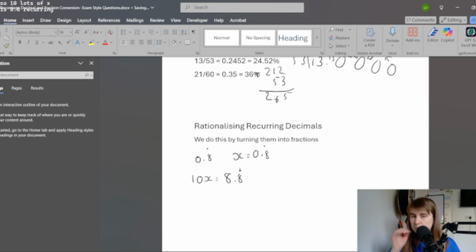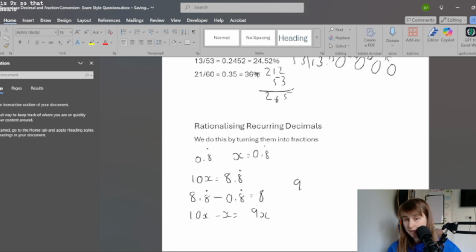So I've just moved the decimal point 1, right? So x and 10x have 8 recurring after the decimal point. So logically speaking, if I did 8.8 recurring take away 0.8 recurring, I'm just taking away the 8 recurring. I end up with the number 8. Now that's the same as saying 10x minus x, which is 9x. So that means that 9x equals 8.